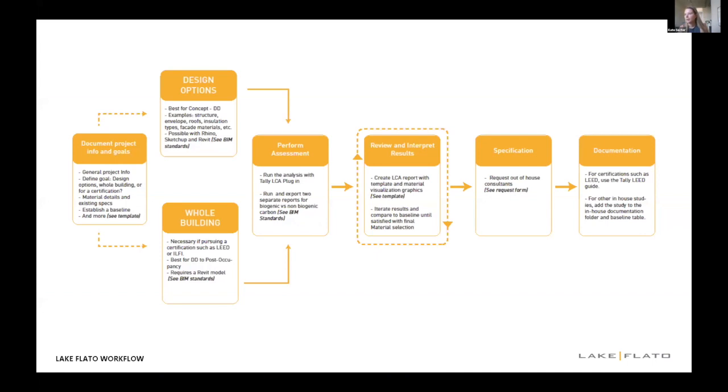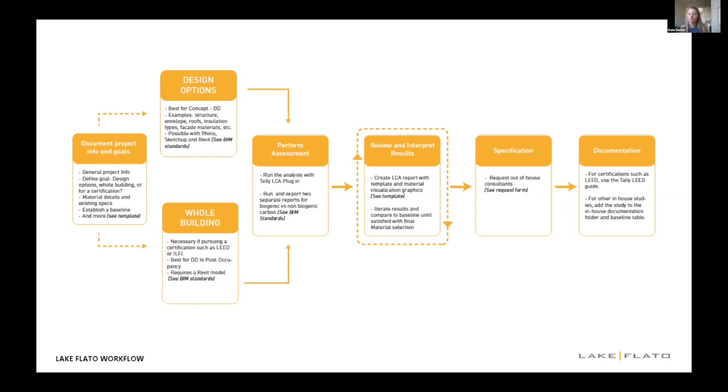Connecting back to Roderick's workflow, this is something we're in the process of going through right now: creating a workflow that works for us and uses Tally and some of the different tools that we're integrating. We're trying to make sure we have a really good method for figuring out our goal and scope, especially that functional unit that Roderick was talking about, making sure we have a solid template. We're working through different BIM standards right now to highlight whether we're going to be doing a whole building LCA or design options, and also how to perform those assessments in a process.